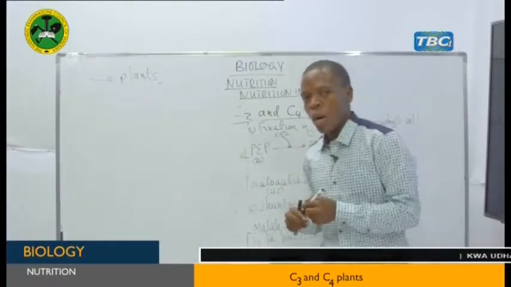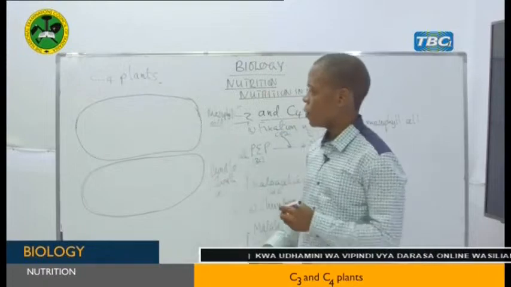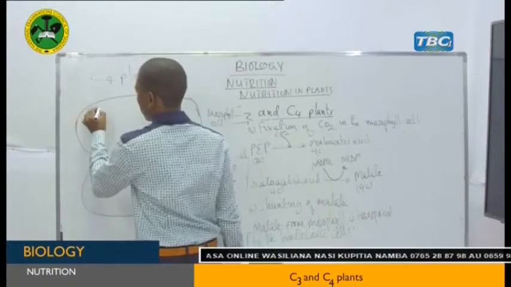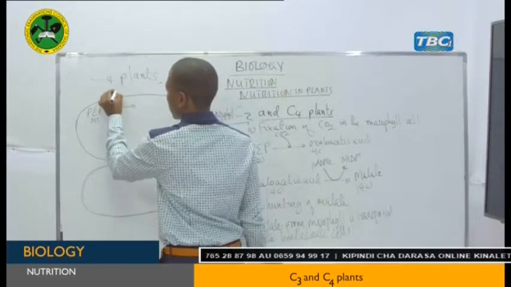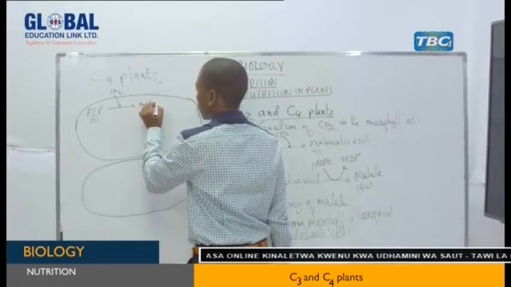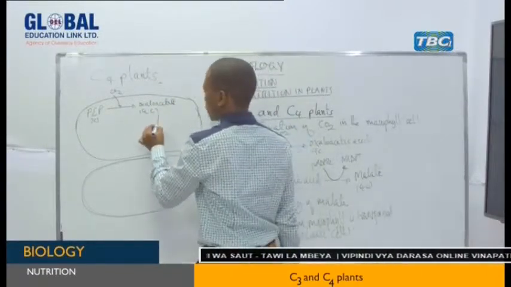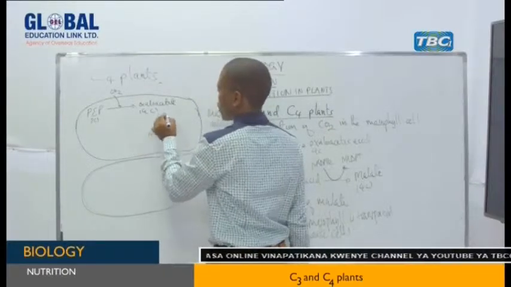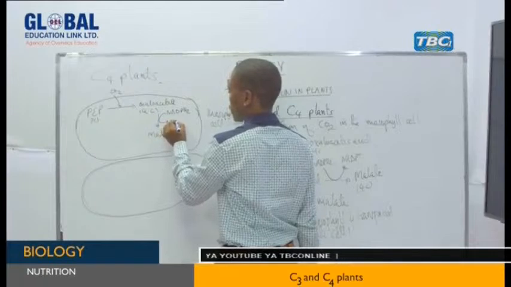Okay, let me show you how this C4 photosynthesis occurs. Let's see the C4 pathway diagrammatically. First, we have a PEP. This is a 3-carbon compound, a carbon dioxide acceptor. It accepts carbon dioxide from the atmosphere, and it forms a 4-carbon compound known as oxaloacetate. After formation of this oxaloacetate, it is converted into malate. During conversion, again, a product of the light reaction is used here, NADPH2, to form oxidized NADP.